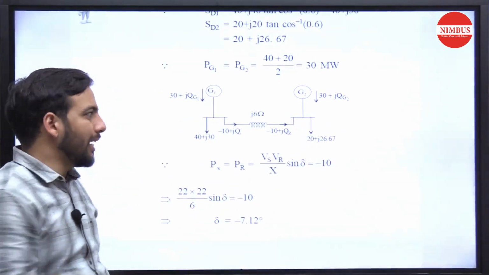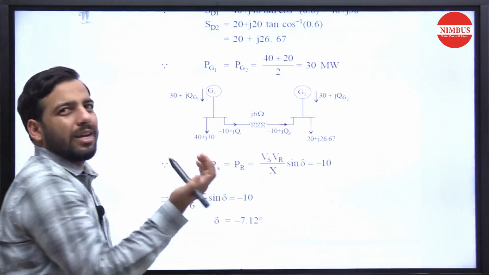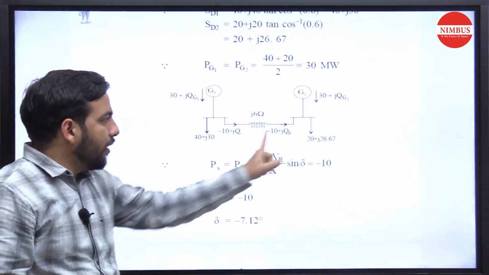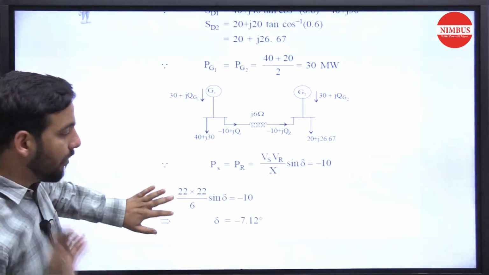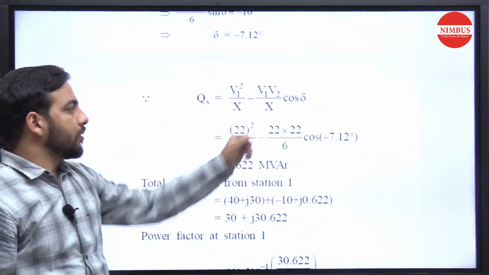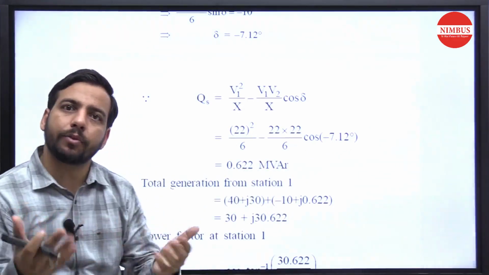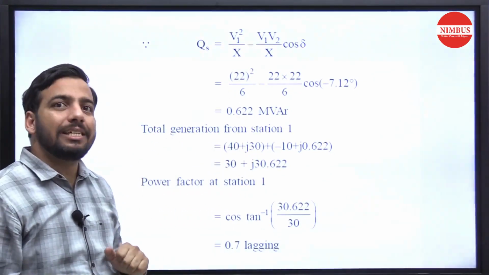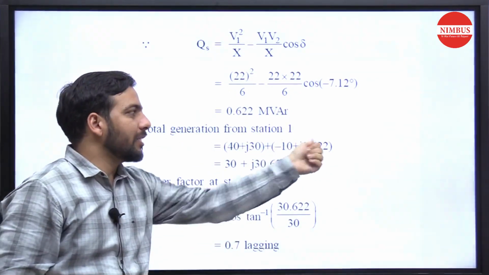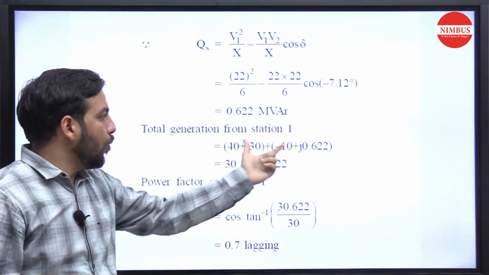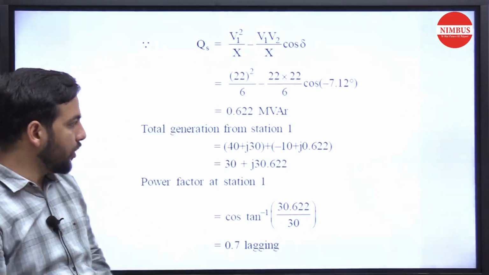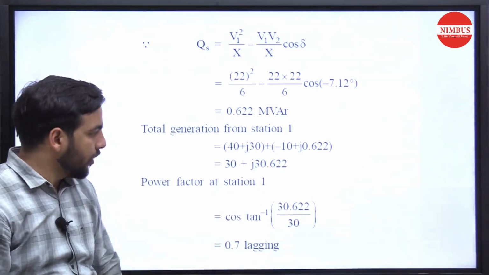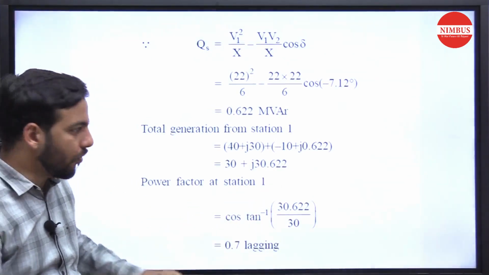Simply, the practical thing is that P is not flowing in this direction, P is flowing in the other direction, but draw it the same way as in the questions we have always drawn. If it is negative, then del will be negative, and the final answer will be the same, so don't worry about it. For QS, del will be negative, cos of minus theta is cos theta, so QS will be calculated from here. So now it is total SD1, that is PS plus jQS. This is the overall generation from power station 1. When you calculate P and Q, you can apply the power factor formula, that is P by S, or tan inverse of Q by P. I think you can understand this.